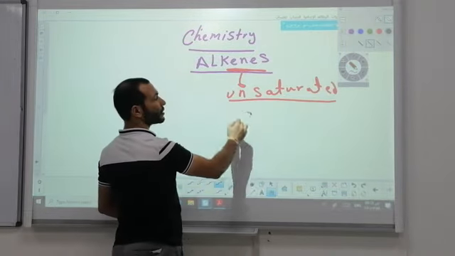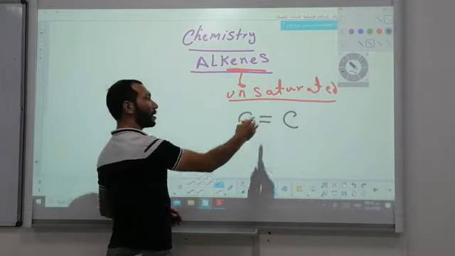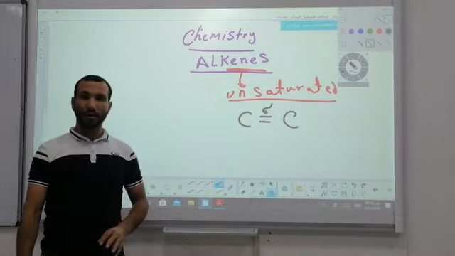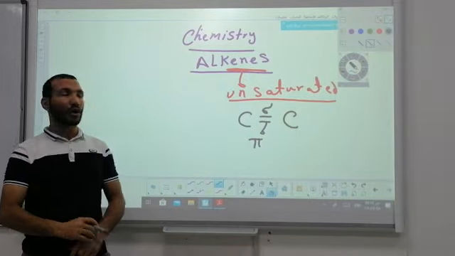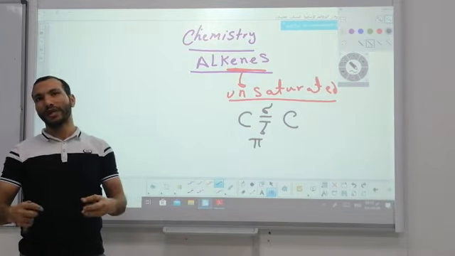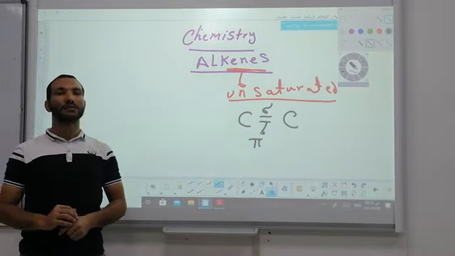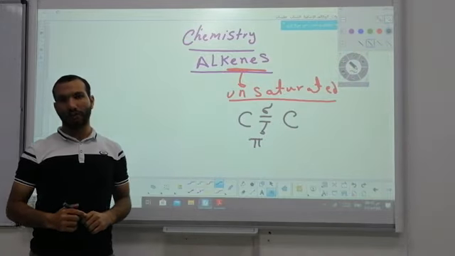They contain a C double bond C. One of the bonds is a sigma bond, a very strong bond, and the other bond is a pi bond, which is weak, so we can break this bond and form a new bond. This is what we call unsaturated.